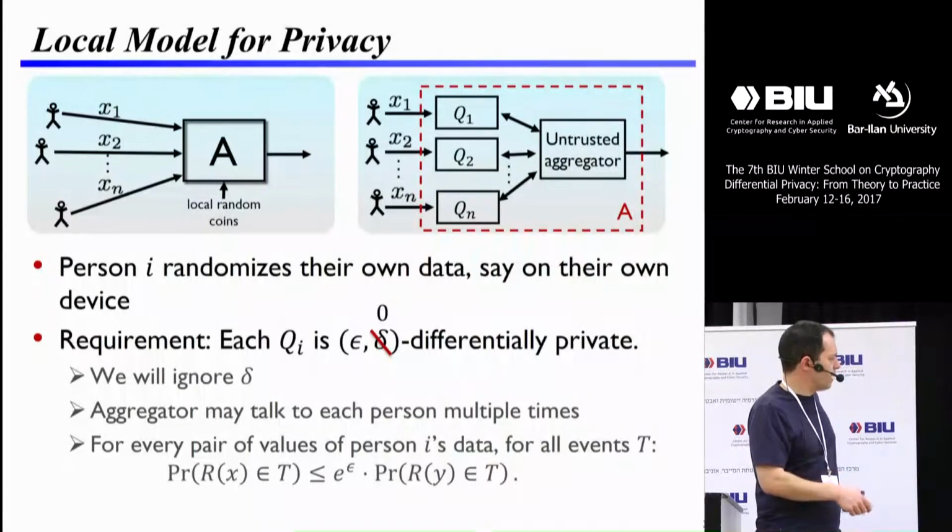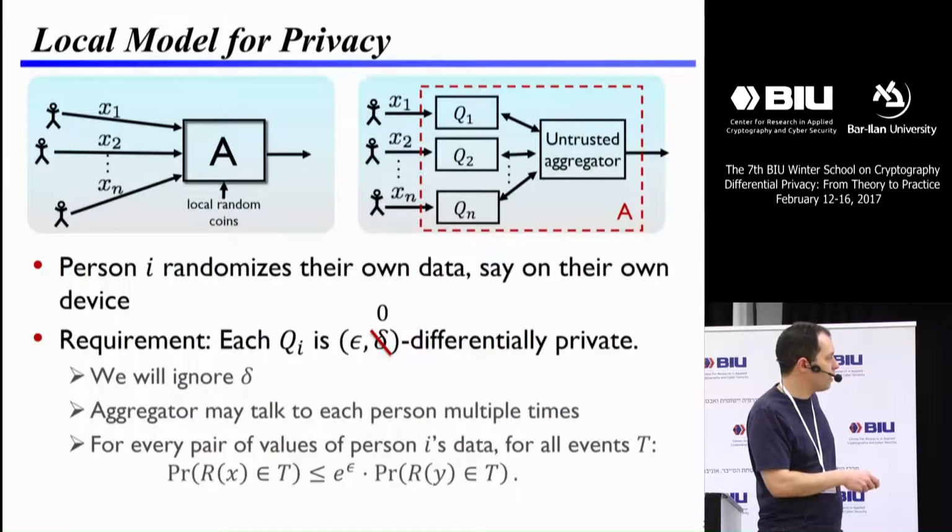Okay, just some extra notes on the model. It's fine if the aggregator goes back and forth and talks to each person multiple times. And in particular, it's fine if the aggregator provides some input to each person. So the aggregator could say, please run the following little Q algorithm for me. So the aggregator could have some say on what this randomization operator looks like. That's fine. That's not going to affect the privacy guarantees.